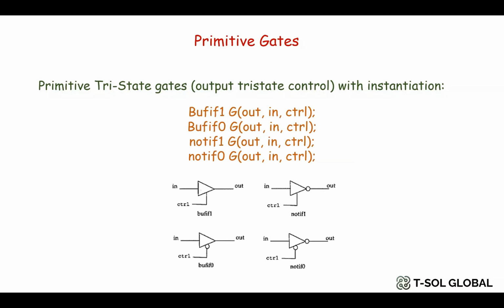Then if we look at a NOT gate, for notif0, we have the input and output, and when the control is 0, then the input will go to the output. So in summary, the tri-state gates commonly have input, output and a control signal. The control signal is mainly used to maintain the output coming from the input.